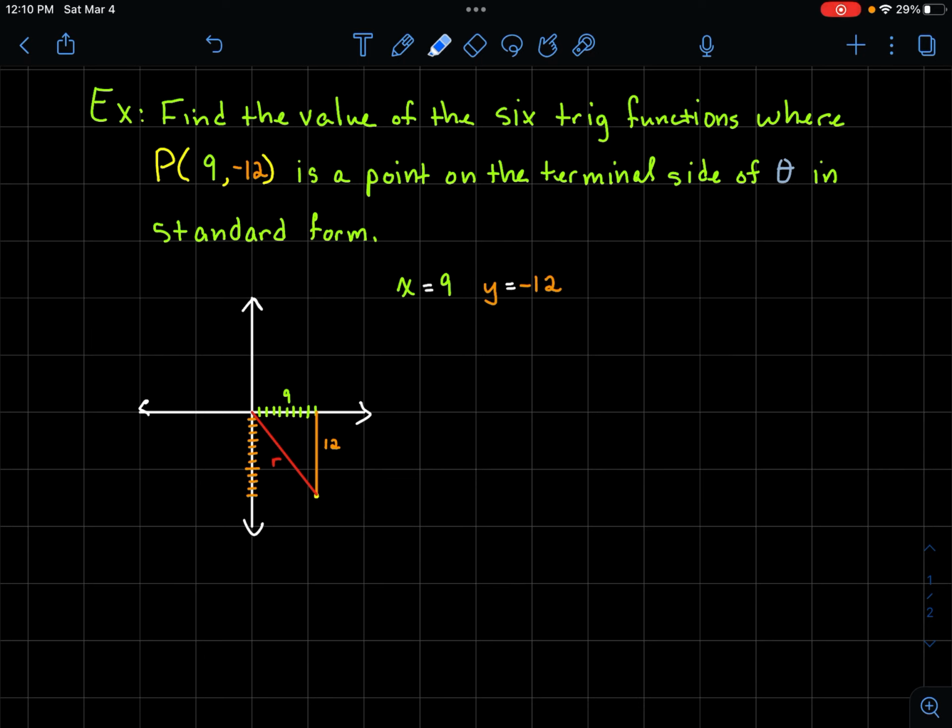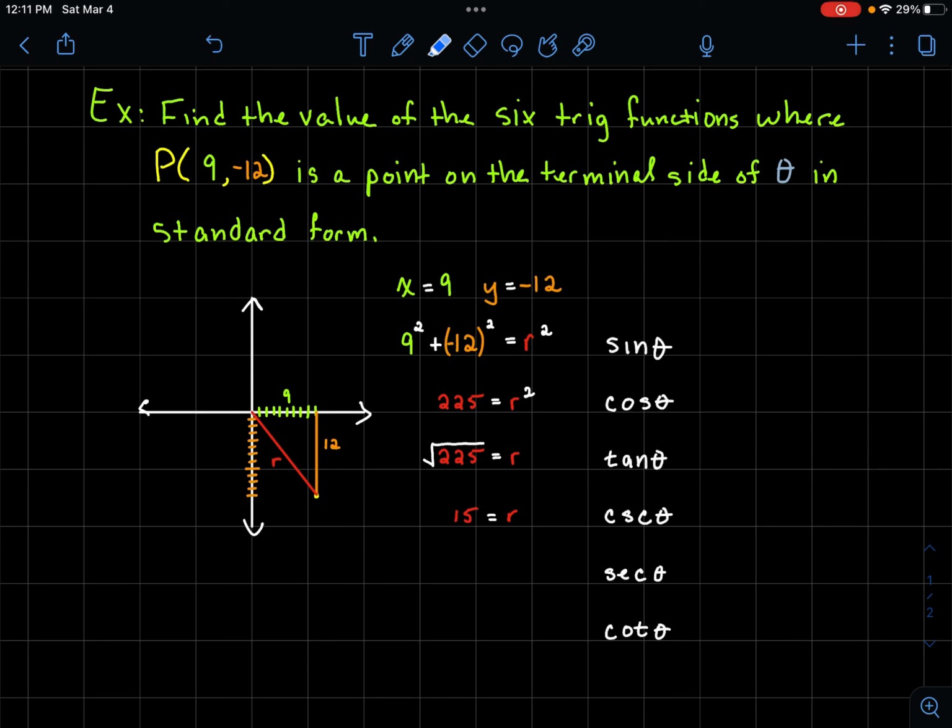So again, let's remind ourselves what we know. We know that x is 9. We know that y is negative 12. Let's plug what we know into the Pythagorean theorem: 9 squared plus negative 12 squared equals r squared. After a little bit of simplification, 9 squared plus 12 squared gives us 225. Square root both sides. 225 happens to be a perfect square, so now we know the r value is 15. We've got the 3 main pieces we need to find those trig functions. So let's go in and find those 6. Let's start with the sine value. Sine is y over r, so my y value is negative 12.